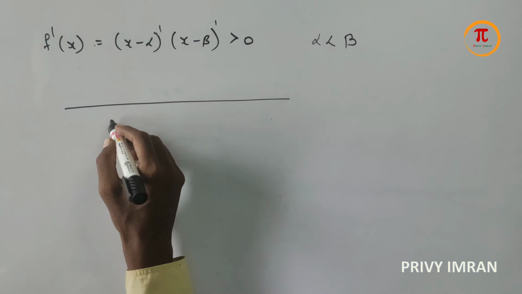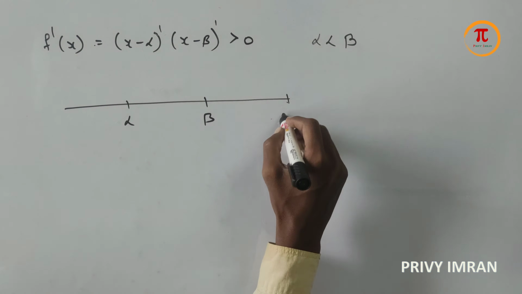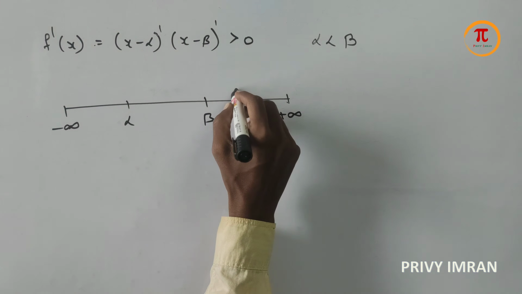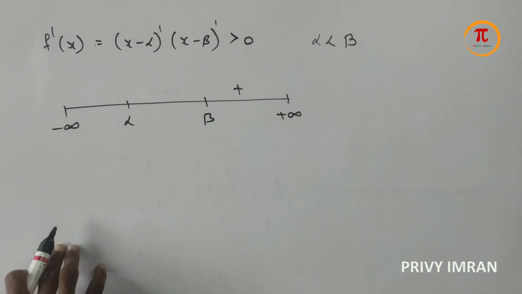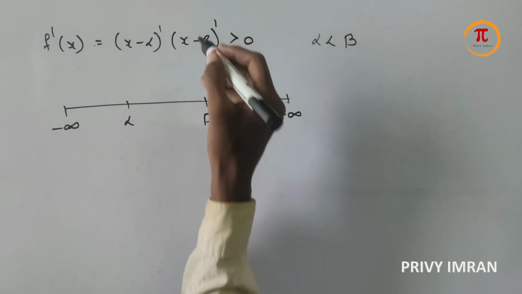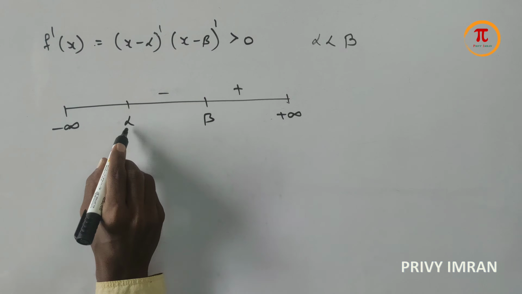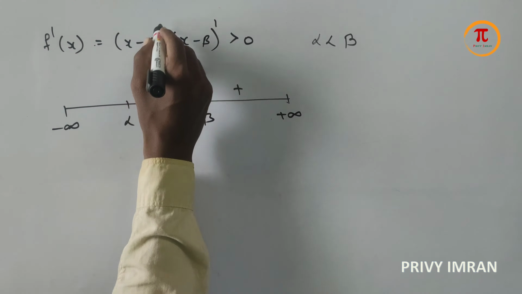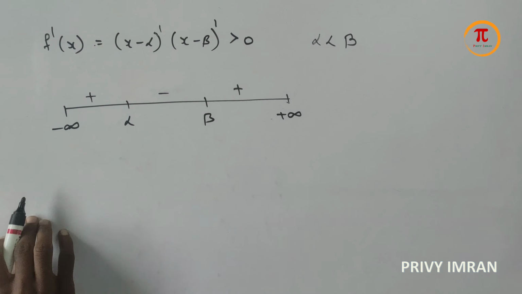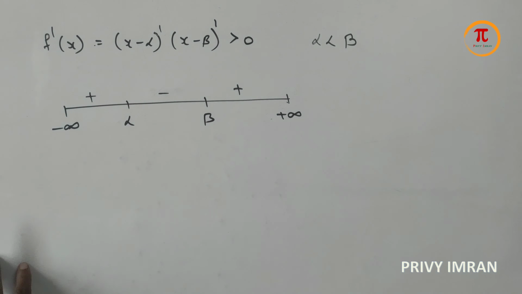Now let me consider on the number line, in increasing order, alpha and beta. Here it will be plus infinity and here it will be minus infinity. By default, always here it is a plus. As the power of (x minus beta) whole power 1, this 1 represents an odd number, so plus will be converted to minus. And again at alpha, (x minus alpha) whole power 1, again this minus will be converted to plus. As the power is an odd number, the signs are going to change.